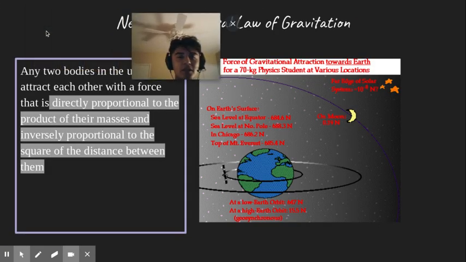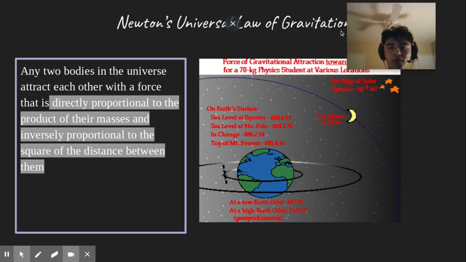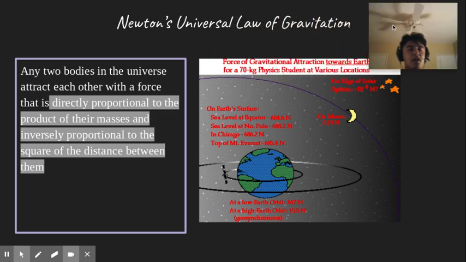And right here, I'm going to be explaining Newton's universal law of gravitation. This pretty much means the force is directly proportional to the product of their masses and inversely proportional to the square of the distance between them. Pretty much, any two bodies in the universe attract each other with a force, pretty much like gravity. Just how the moon is attracted to our planet.